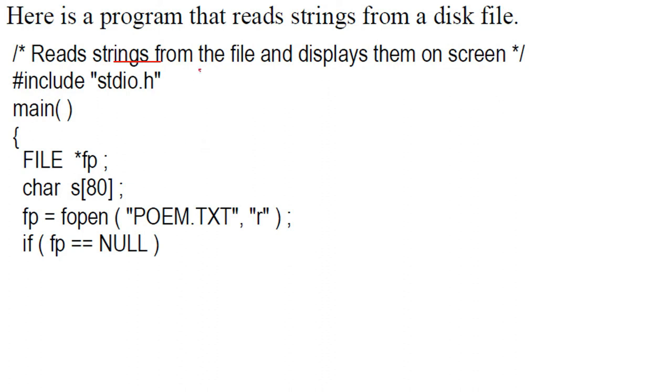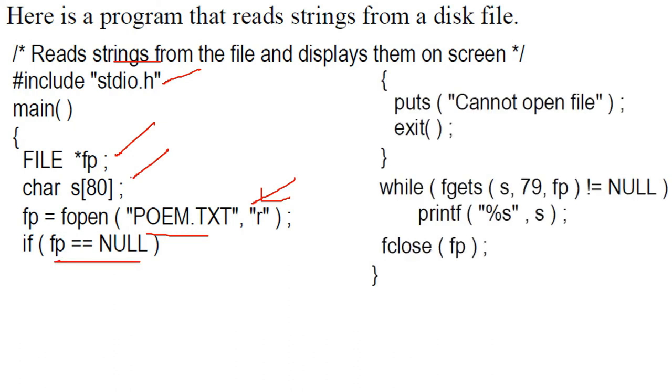So we have stdio.h, we have a file pointer. This is the buffer or character array. This is the file we have opened for read. If it is not opened, we say okay, there is a problem, we come out. Otherwise, if things go fine, we'll use fgets. Because this is 80, we go up to 79. This is exactly equal to that number only, and this is fp.